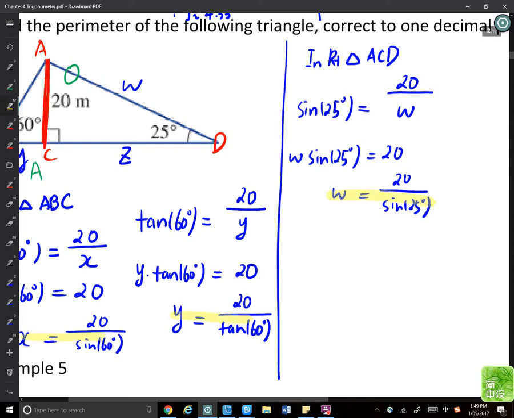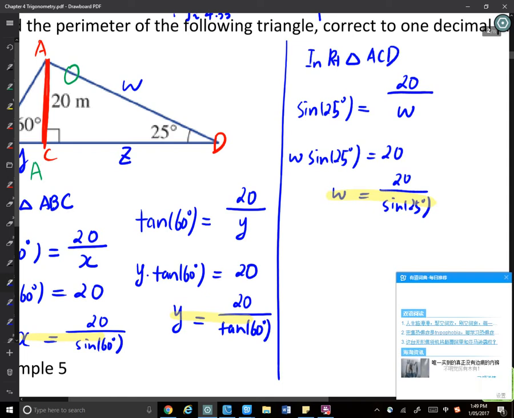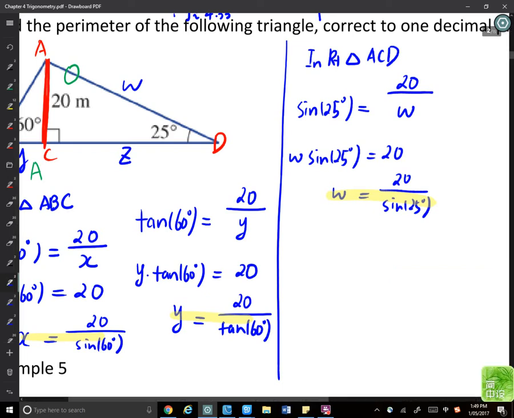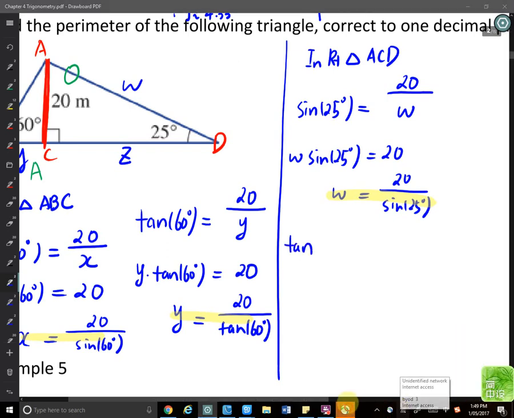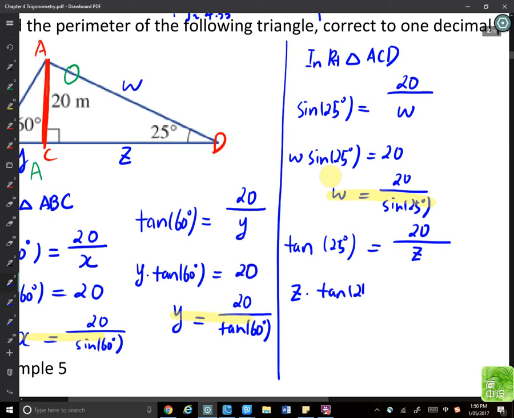X, Y, W. Okay, the last one is Z. So Z will be adjacent. Adjacent and opposite will give me tangent. So tangent 25 degrees equals opposite, which is 20, over adjacent, which is Z. Z times tangent 25 equals 20. Z will equal 20 over tangent 25.